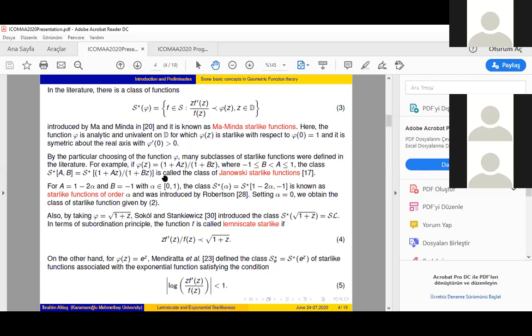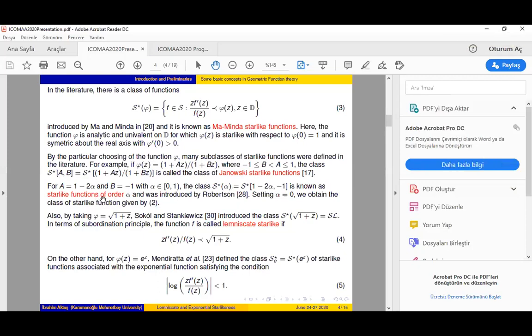By the particular choosing of the function phi, many subclasses of star-like functions were defined in the literature. For example, by taking the function phi like this, we obtain the class S star AB, and it is called the class of Janowski star-like functions. And by taking A and B like this, the class S star alpha is known as star-like functions of order alpha, and it was introduced by Robertson. In this class, setting alpha equal to 0, we obtain the class of star-like functions given by 2.